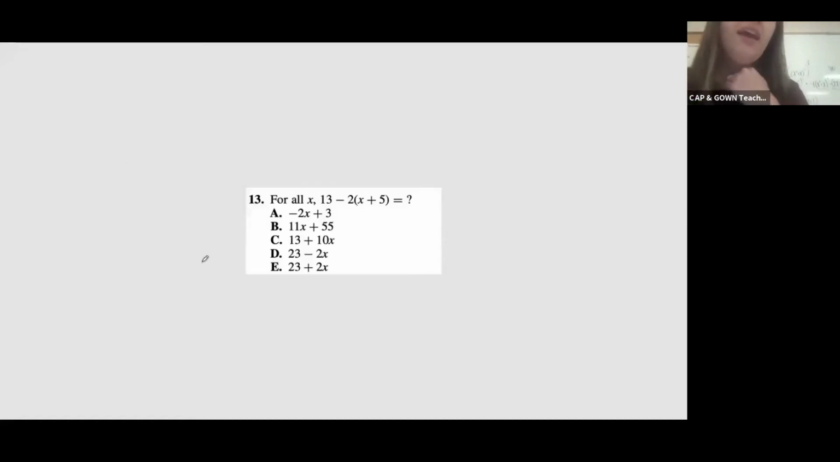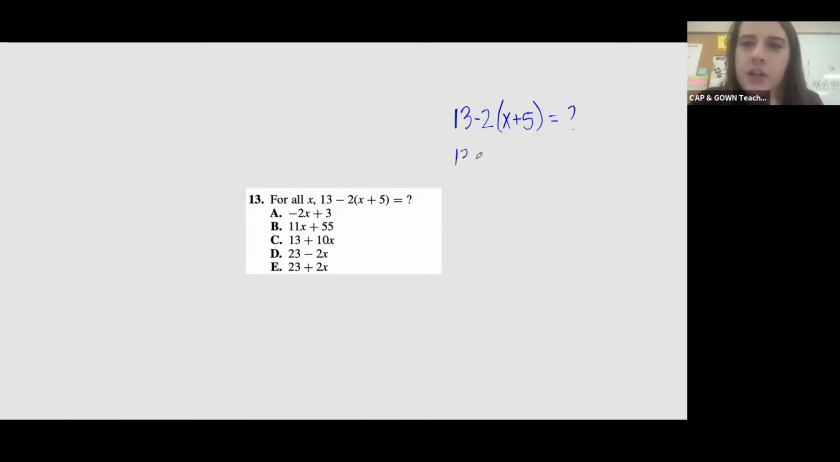All right, number 13. 13 is going to probably be my favorite of the night because it's just solving for x. So we have 13 minus 2 times x plus 5 equals question mark. So I'm just simplifying this. 13 minus 2x minus 10, combining my like terms, negative 2x plus 3 is my answer. So A is my answer.